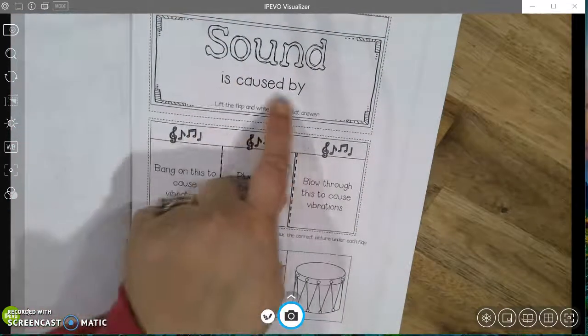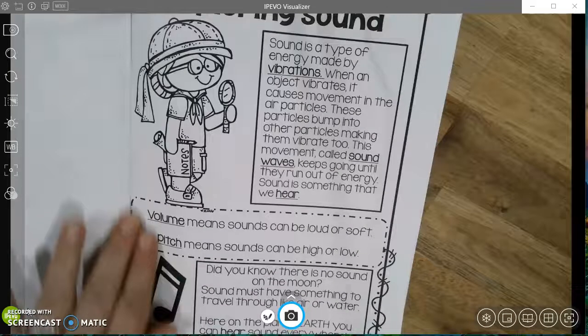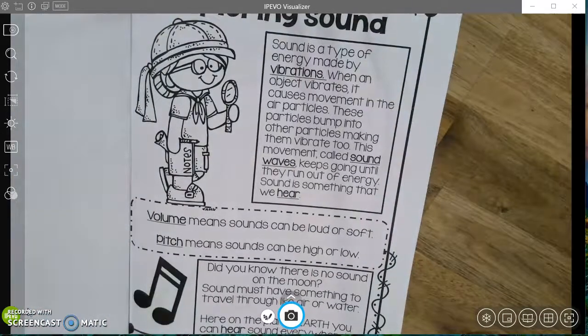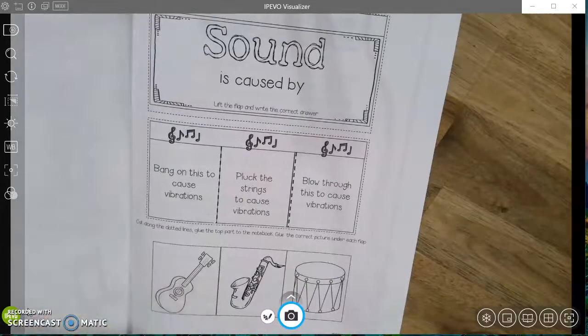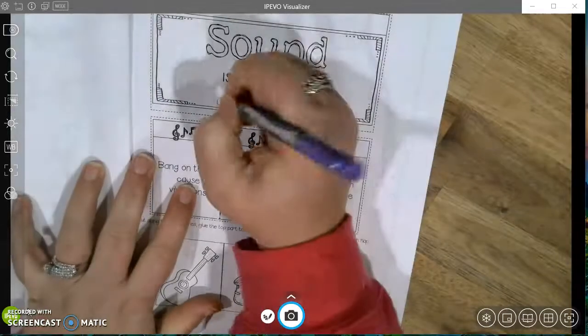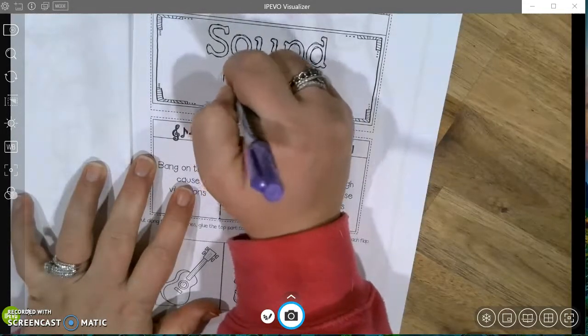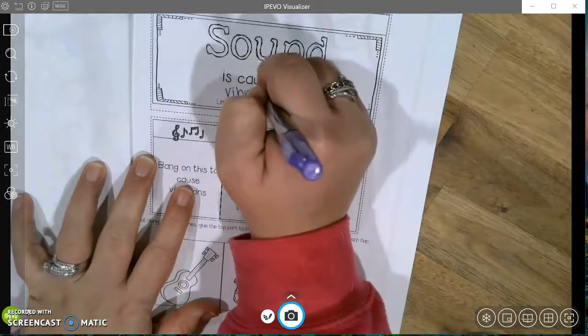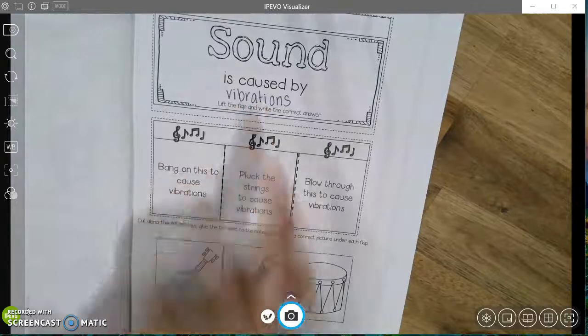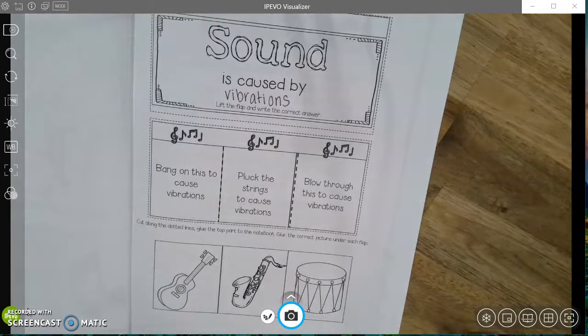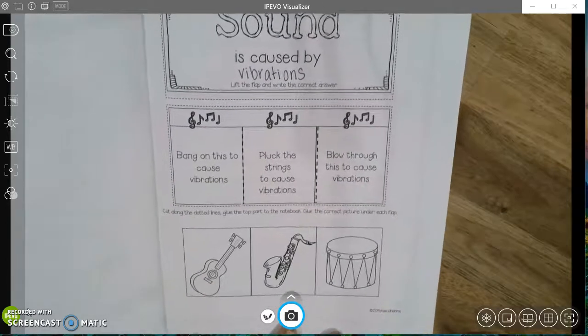All right, so sound is caused by. Do you remember what sound is caused by? Sound is caused by vibrations, right? So right underneath here, we're going to write the word vibrations. Okay, so you're going to write vibrations on your page too. Go ahead and pause the video if you need to finish writing the word vibrations.